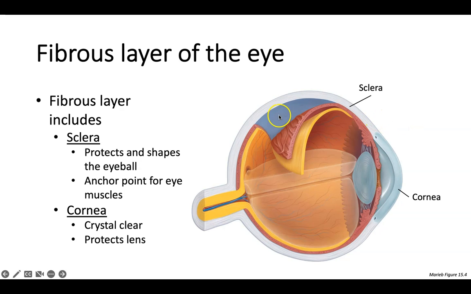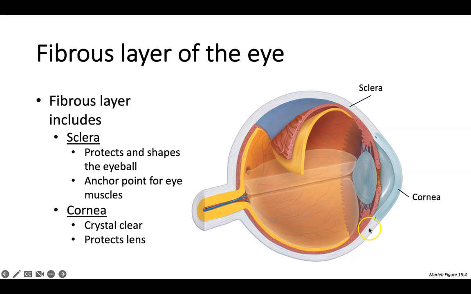Now we can look at the layers of the eye, and there are 3 of them. The first and most superficial layer is the fibrous layer, and this includes 2 major structures: the sclera, which is the white of your eye, and the cornea, which is a focusing element that also protects the lens. So first, the sclera. This is a very tough membrane, or a very tough layer around the eye.